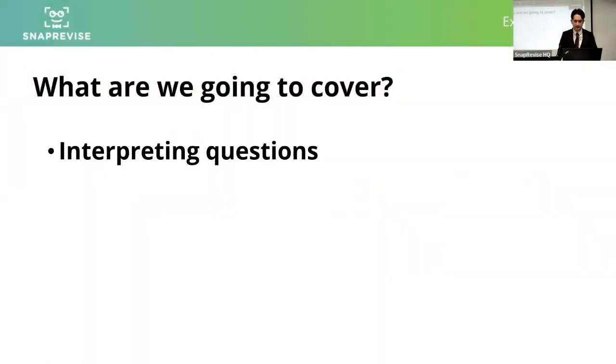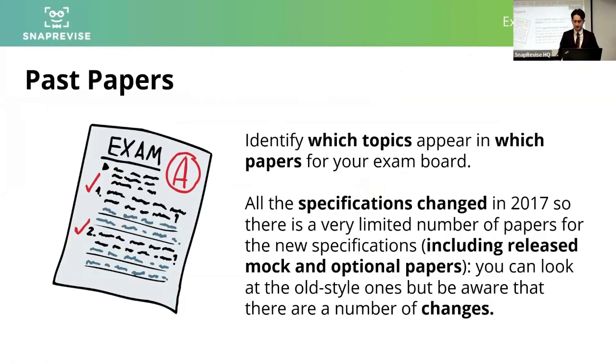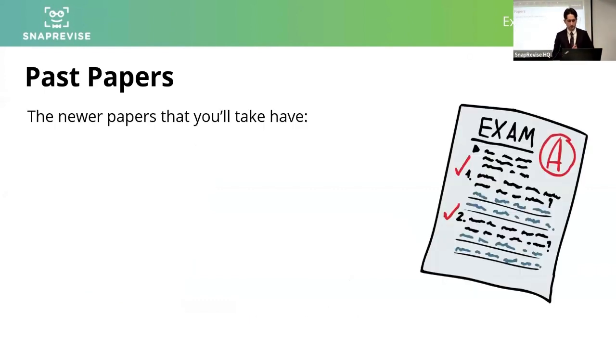Right, so what we're going to cover today is interpreting questions, how to set out answers, tried and tested exam wisdom. And we're going to look at what topics appear for your exam board. I mentioned this yesterday, but the specs changed in 2017, and so it's a lot more uniform now across exam boards. There are some topics that have been added to the A level, so we feel they're more likely to appear. And we'll be focusing on that and the language and the style of question.